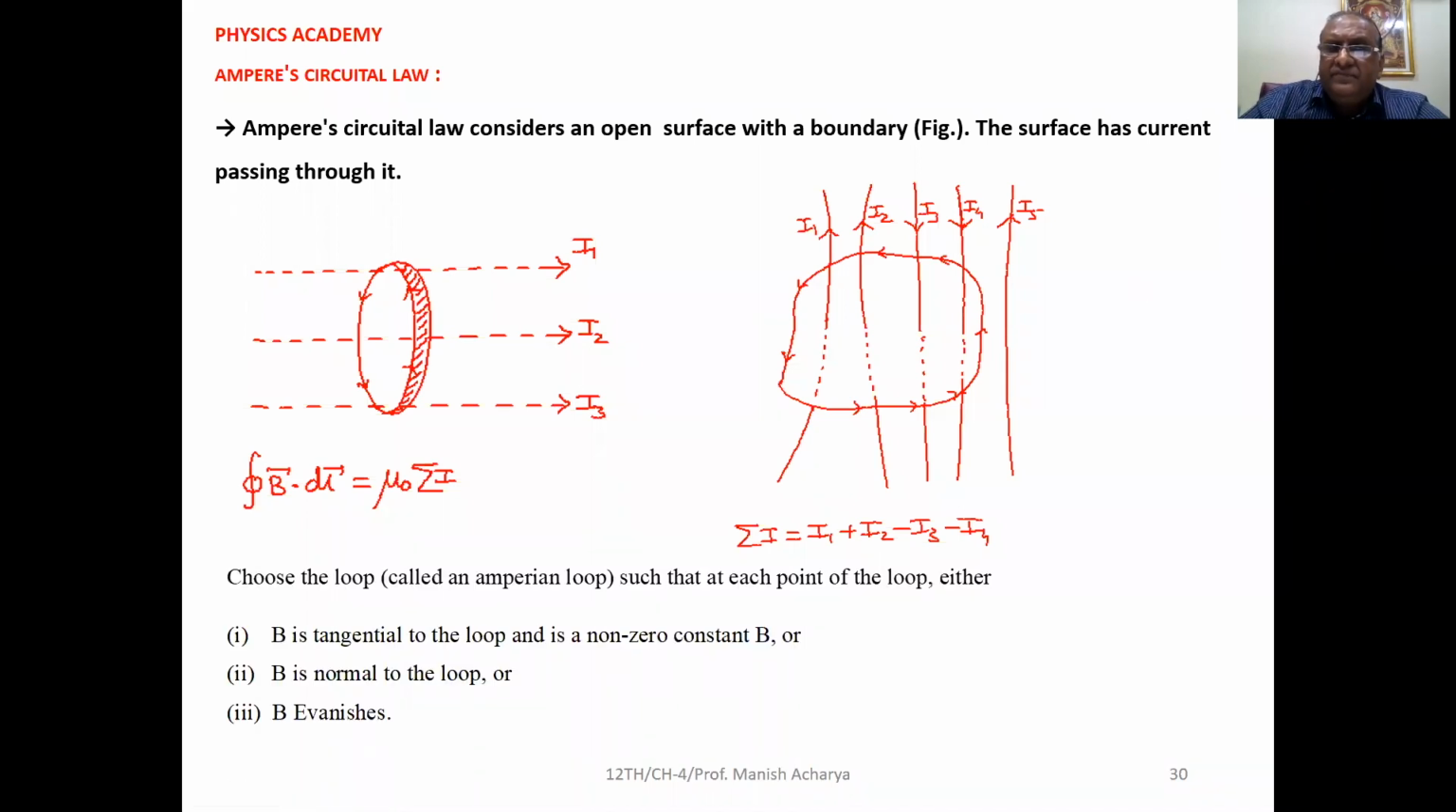Now, how to choose the Amperian loop? So here, we have to choose the Amperian loop such that at each point of the loop, either B is tangential to the loop and is a non-zero constant B, or B is normal to the loop, or B vanishes at each and every point on the loop. In that way, you have to consider the Amperian loop. Clear to all of you?